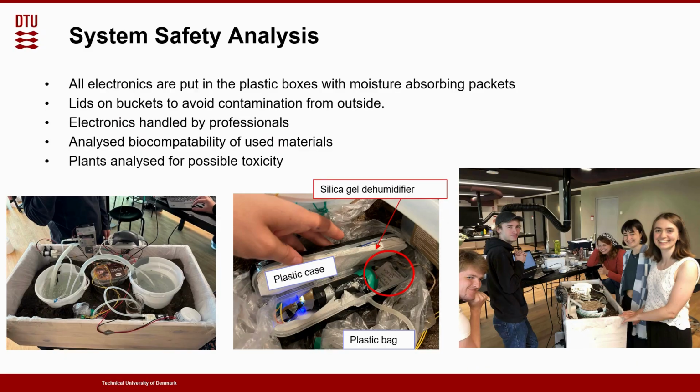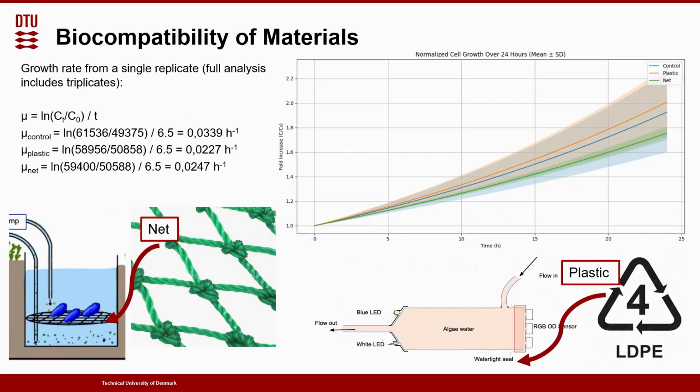Regarding system safety, all electronics were handled properly and put in plastic casings containing dehumidifiers. Biocompatibility of used materials was analyzed, and research on the toxicity of our plants was made. We tested the biocompatibility of 2 materials used in our system, the watertight seal for the OD sensor and the net used to hold mussels.